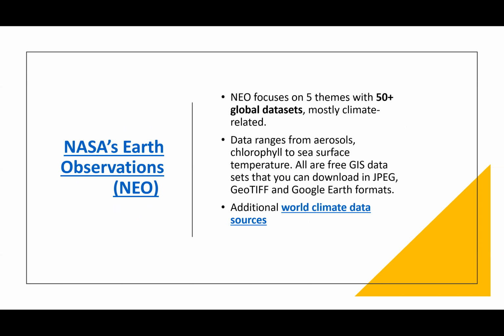Now moving on to NASA's Earth Observations. It focuses on 5 themes with over 50 global data sets, and they're mostly climate related, which makes sense for NASA, right? So here are a couple of different examples of the type of formats and the type of data that you might find. I also have a link here for additional world climate data sources.